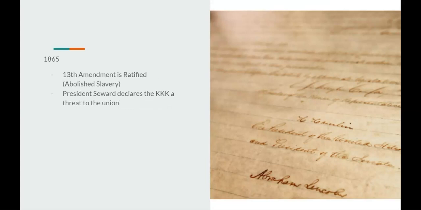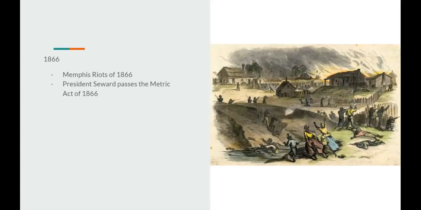Going on to 1865, the 13th Amendment would be ratified, which abolished slavery, and he would declare the KKK a threat to the Union. Going on to 1866, the Memphis Riot, which was race riots in 1866. And he would also pass the Metric Act of 1866, which pretty much establishes inches, centimeters, miles, etc.